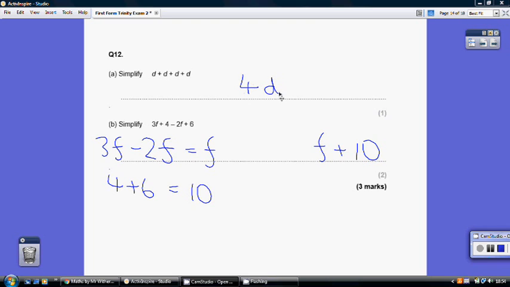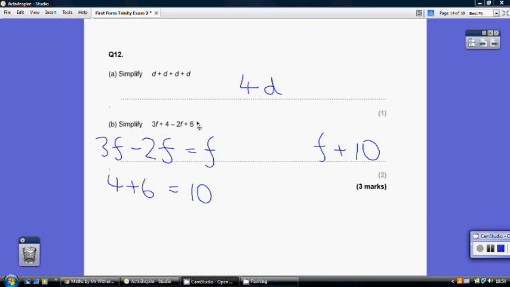Please be really clear in your mind. This is different to D times D times D times D, which would be D to the power of 4. That's the D with that little 4 in the corner. Now part B, you've got to be very careful to just consider the F's separately from the normal numbers.